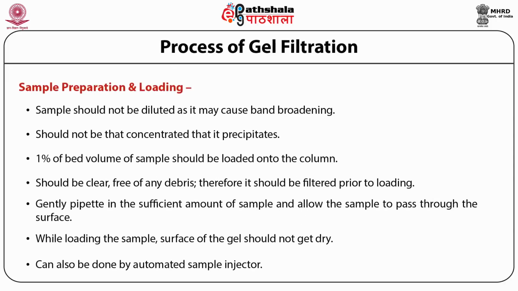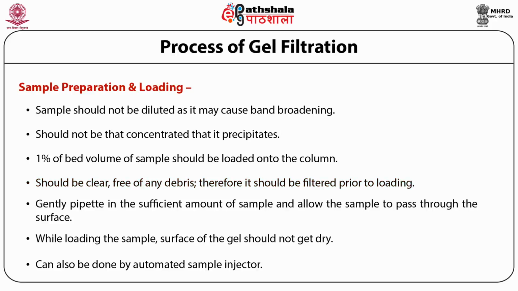Next step is sample preparation and loading. The sample should not be diluted, as it may cause band broadening. Therefore, it should be concentrated. However, it should not be so concentrated that it precipitates. Ideally, 1% of bed volume of sample should be loaded onto the column. The sample should be clear, free of any debris, and it should be filtered prior to loading.